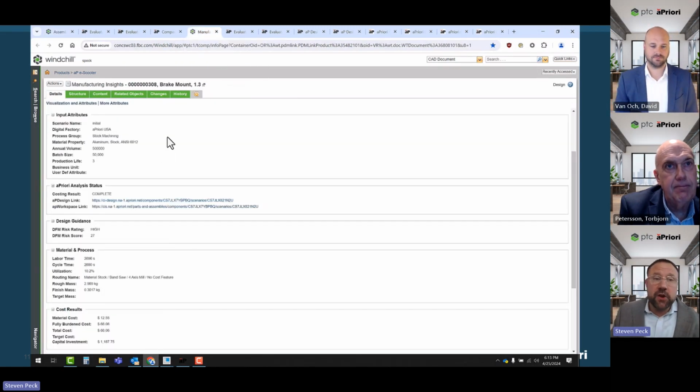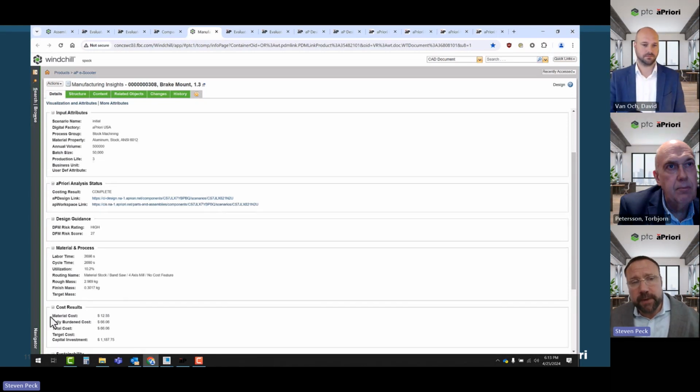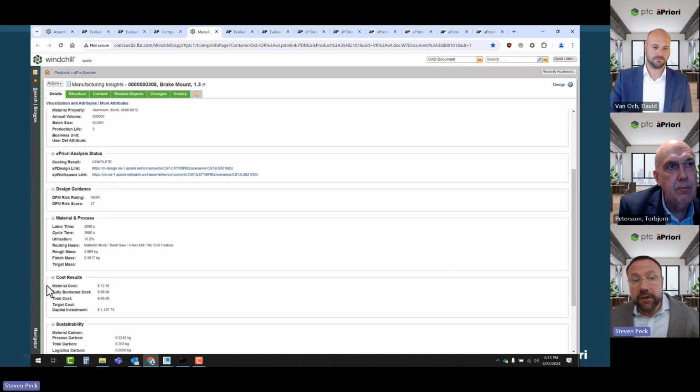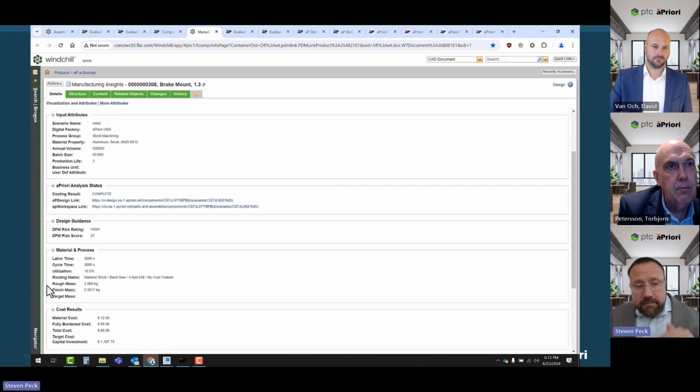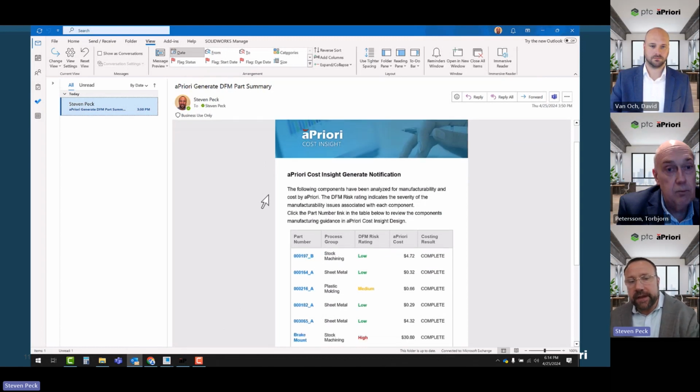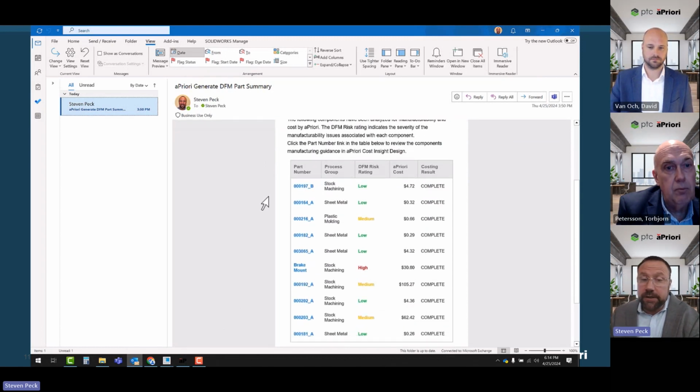Looking at a different view, this whole process can be automated. We just looked interactively at how we could, as a designer, add those attributes. aPriori can also mine the data directly from Windchill and automatically process the components based on the inputs, and move the analysis data back into Windchill, so that the designer hasn't even really touched this design. They come in within Windchill, the results are there. They get an email notification on the parts that they've worked on.